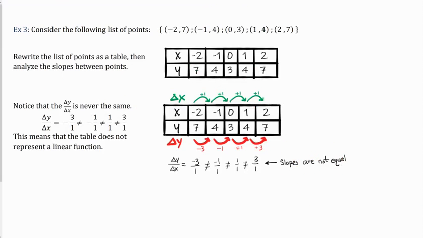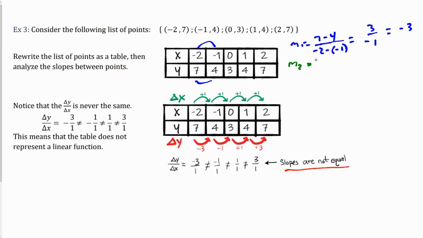So here's our third example, and you can see that we're going to get that the slopes are not equal. So let's work through this and see the result. 7 minus 4 over negative 2 minus negative 1. Notice the double negative. 7 minus 4 is 3. The double negative becomes a plus, so negative 2 plus 1 is negative 1. We get a slope of negative 3 for the first slope that we calculated.